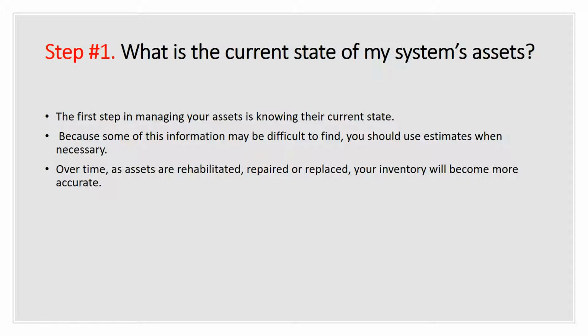So over time, as assets are rehabilitated, repaired, or replaced, your inventory will become more accurate. Because when you begin this, you may not have all the information. You may be at the end of the life cycle of an 80-year asset and you simply don't have those records from 80 years ago. Because after all, you are just starting this asset management culture, which is data and information driven.